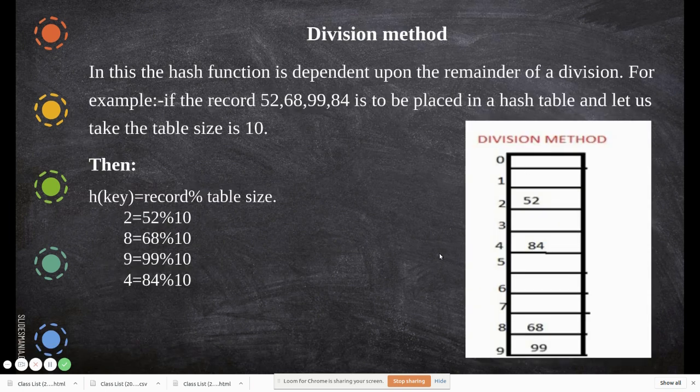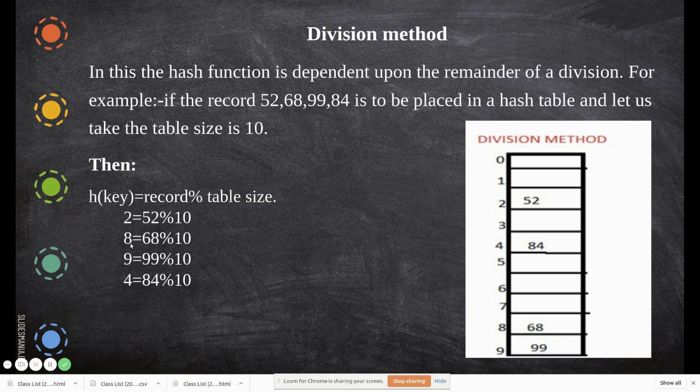The next one is the division method. In this, the hash function is dependent upon the remainder of a division. For example, the records are 52, 68, 99, 84. How are we going to place them? Imagine you have an array declared from 0 to 9, that is 10 elements. We divide using the mod function, by the table size. This is the key. So 52 mod 10 gives 2, so in that position you store 52.